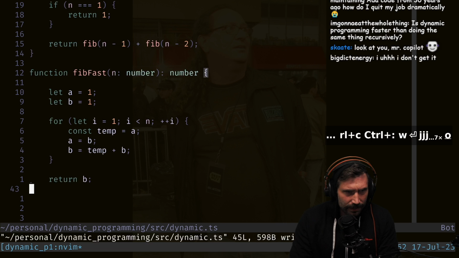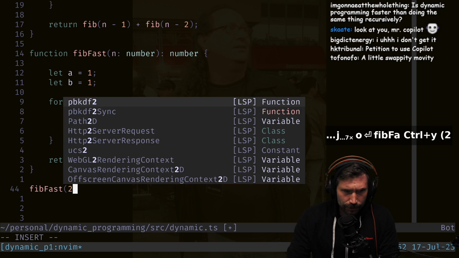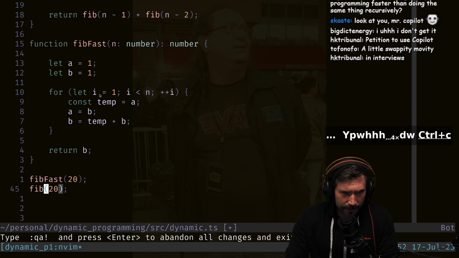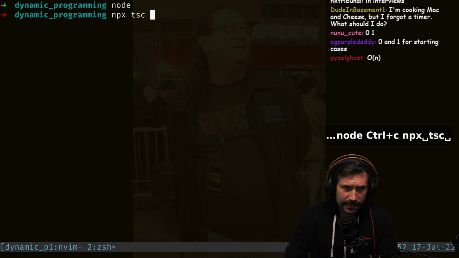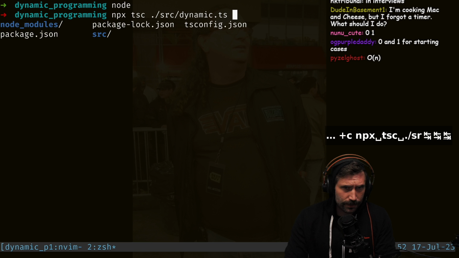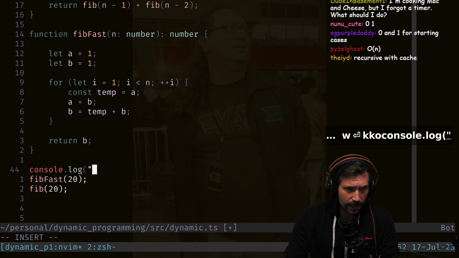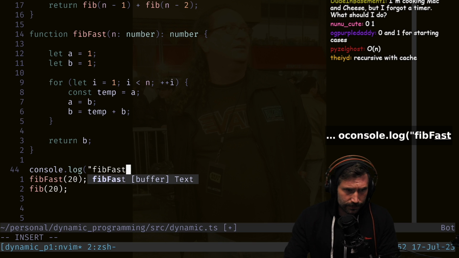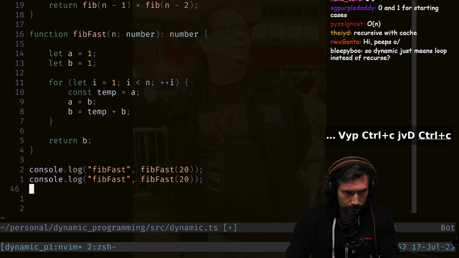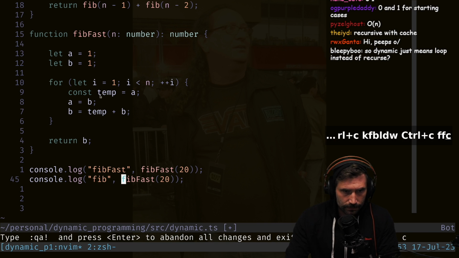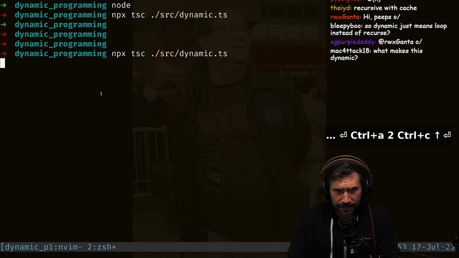Maybe? Yeah. So let's go like this. Fib fast. How about 20? And then we'll just go Fibonacci. So just so everyone sees the difference, go like this. NPX, TSC, source dynamic, right? Console.log, fib fast. Oopsies. There we go. So you can just see it probably starting right away in this one.